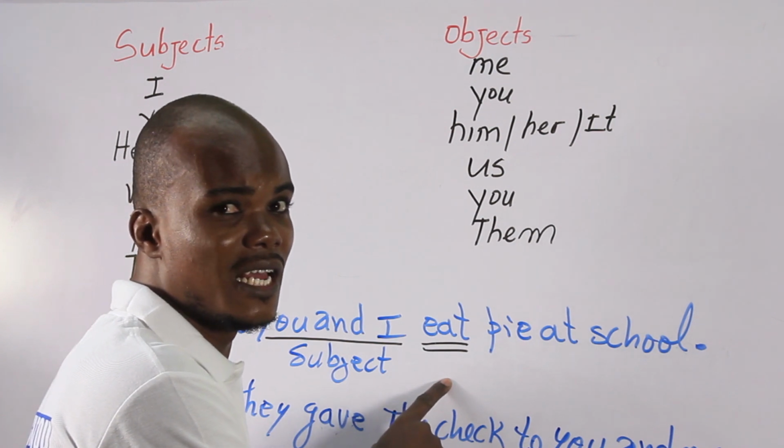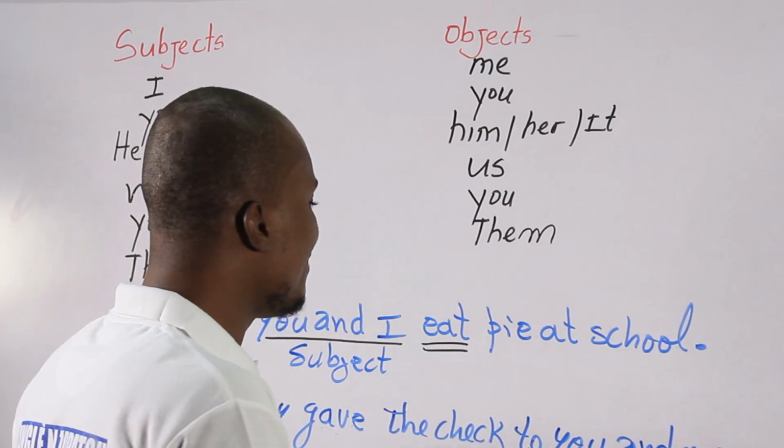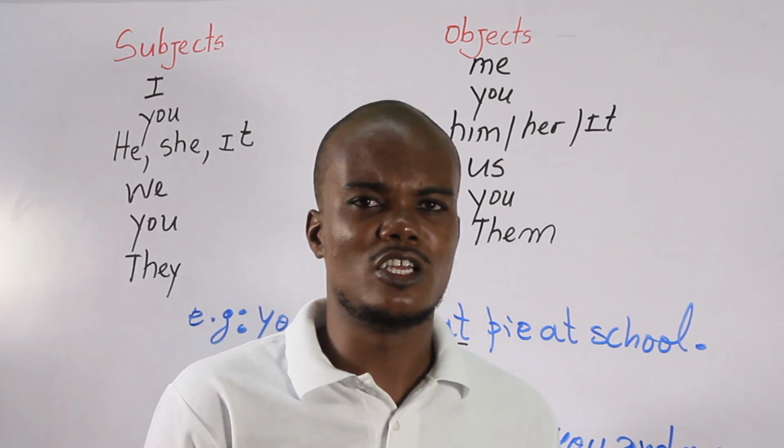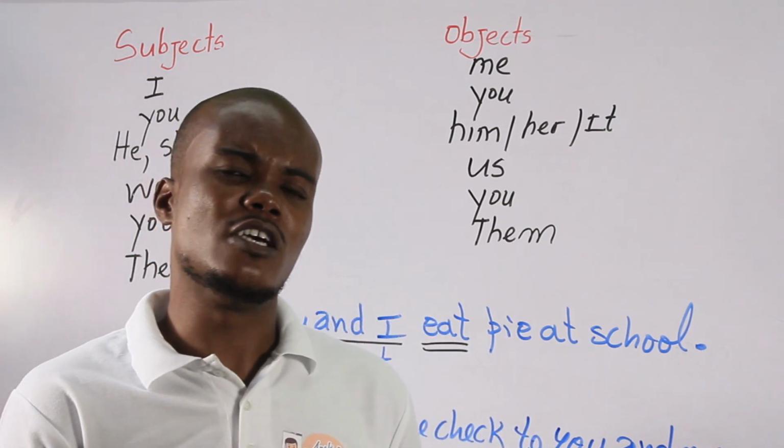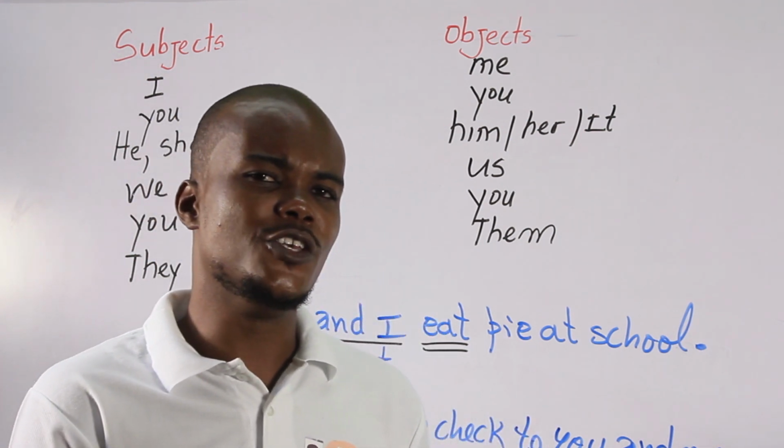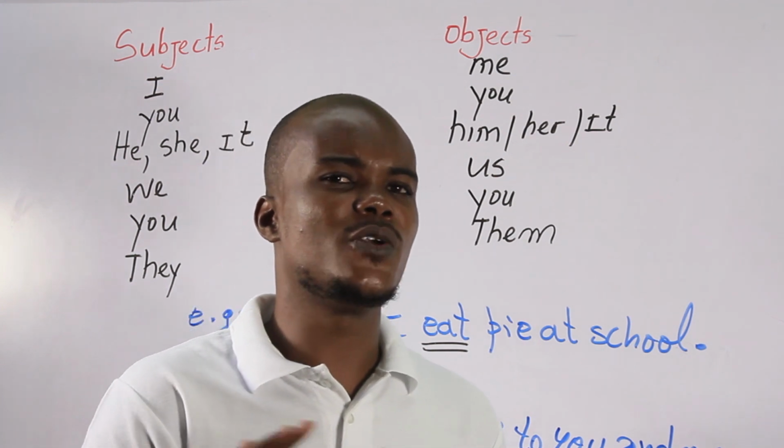Do you understand? Never say you and me go. Never, never. Do not say you and me go. You can say you and I go. This is what you can say.